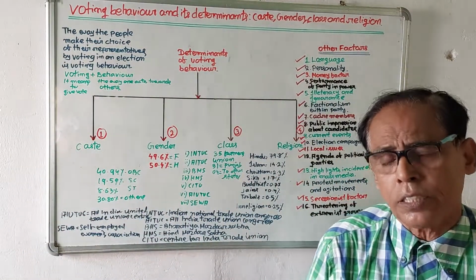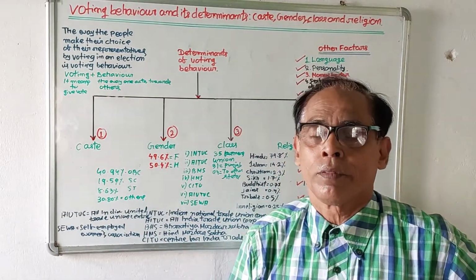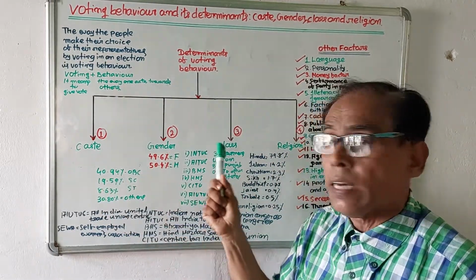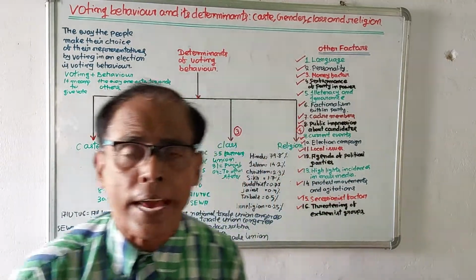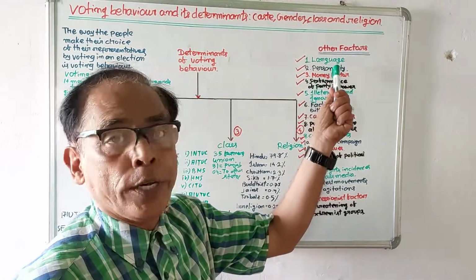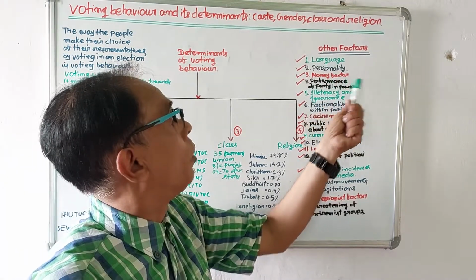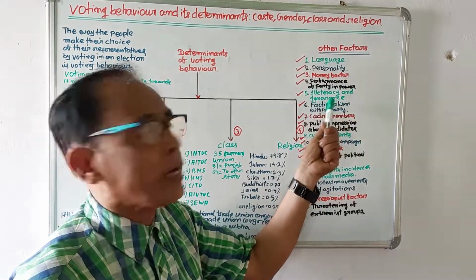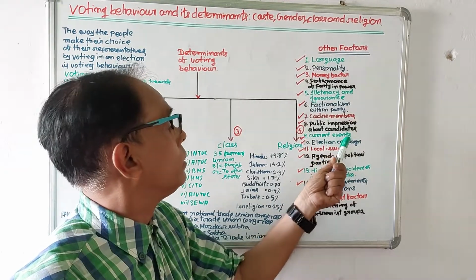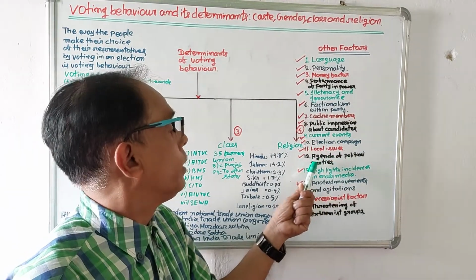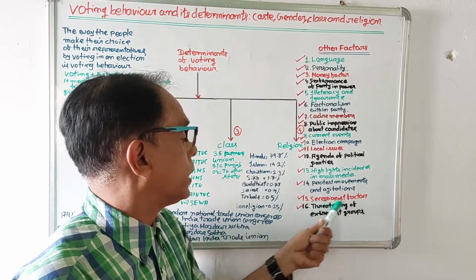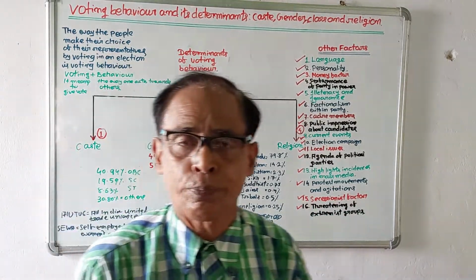So in this video, we have discussed what is voting behavior. We have discussed what are the main determinants of voting behavior, like caste, gender, class, religion. In addition to that, we have discussed as many as 16 minor determinants of the voting behavior, like language, personality, money factor, performance of party in power, illiteracy and ignorance, factionalism within the party, cadre members, public impression about candidates, current events, election campaign, local issues, agenda of political parties, highlights incidences in mass media, protest movements and agitations, secessionist factor, and threatening of extremist groups.